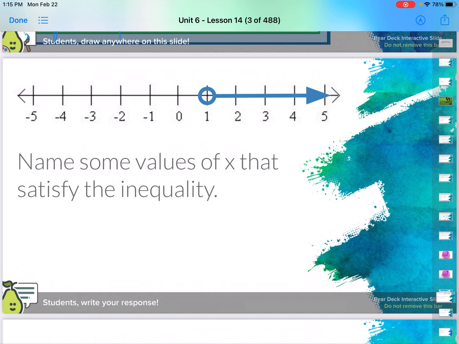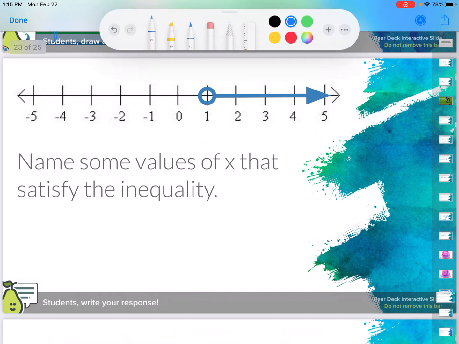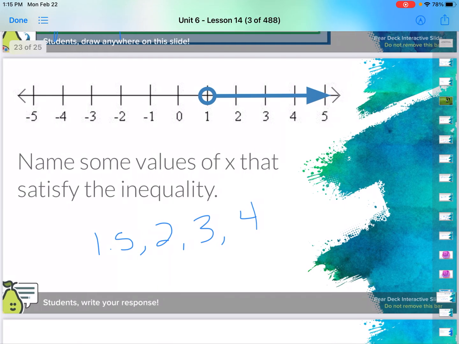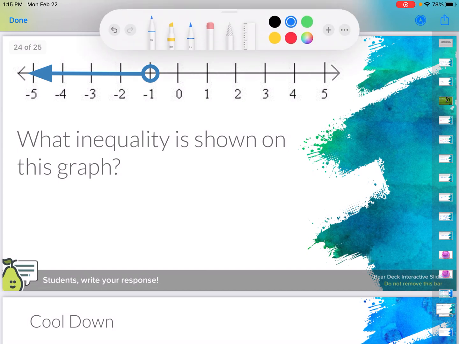So name some values that satisfy this inequality. Well, I know that it could be 1.5 or 2 or 3 or 4. It can't be 1 or anything less than 1. Okay, for this one, it could be negative 1.5, negative 2, negative 4, negative 25, anything like that.